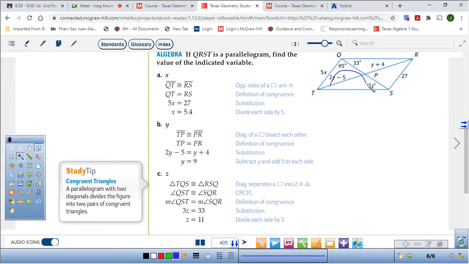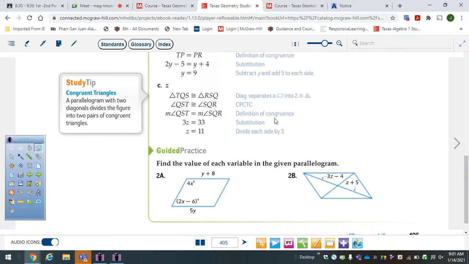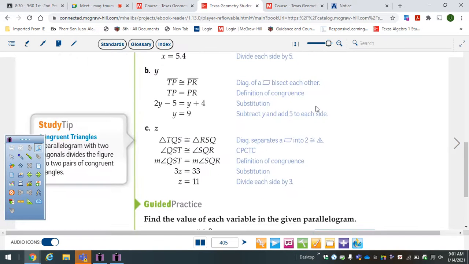This angle, triangle like that, TQS, and RSQ. So that one's equal to that one. This one's equal to that one, and that final where they end up is equal to the other one where it ends up. So those two are equal to each other. 3Z is equal to 33. Divide by 3, Z is 11. Going once, going twice. Okay, let's go and try this one out real quick.